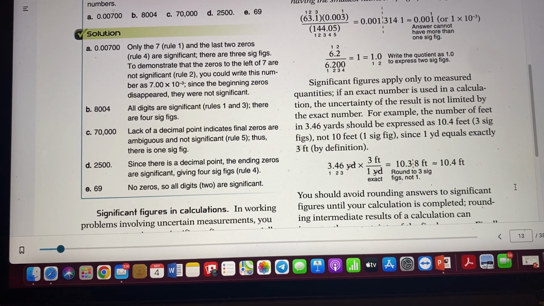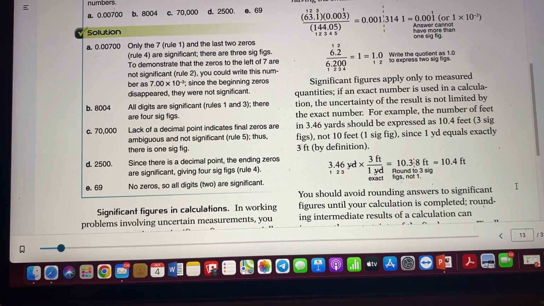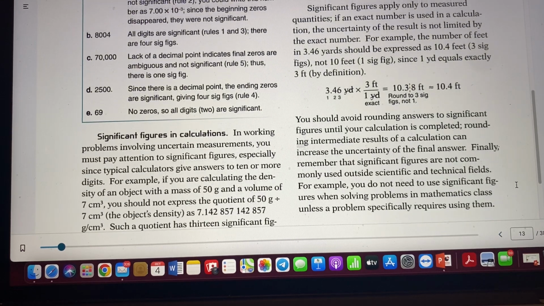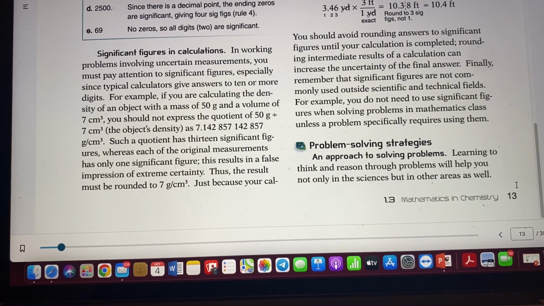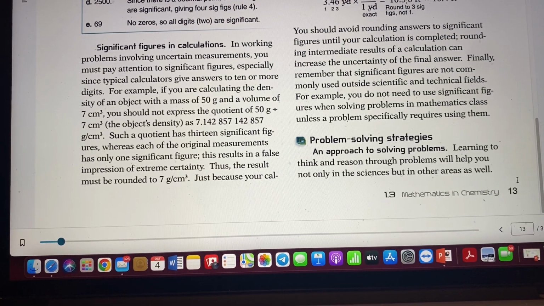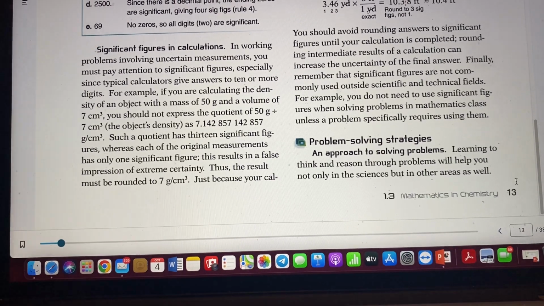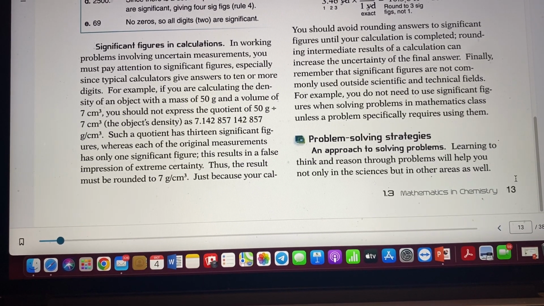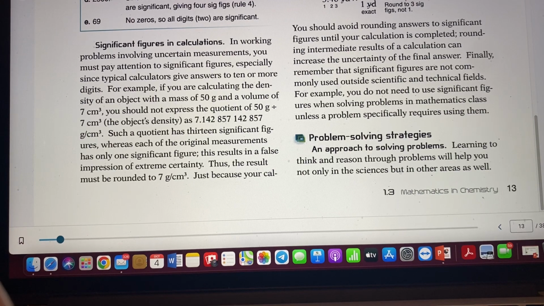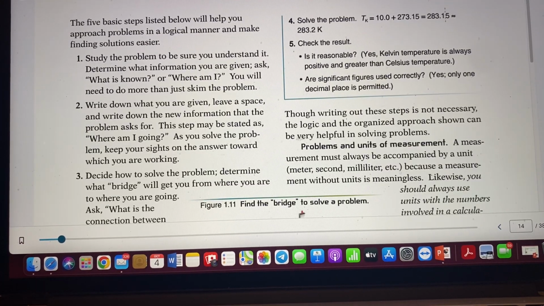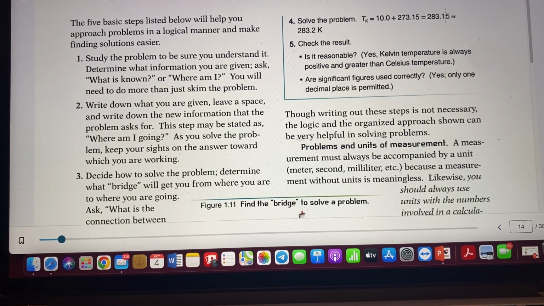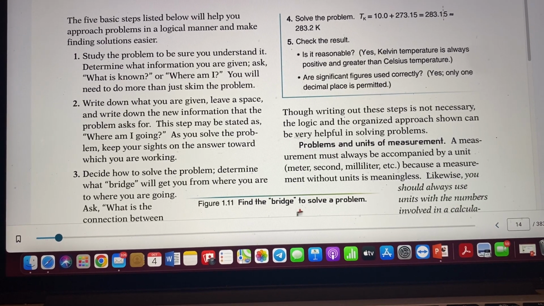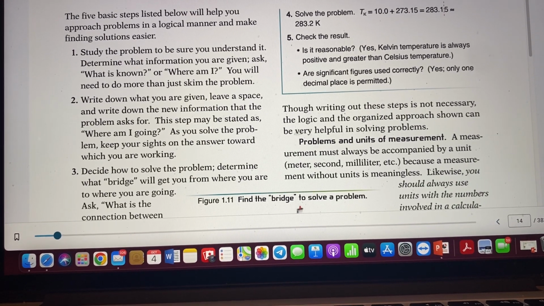You should avoid rounding answers to significant figures until your calculation is complete. So, all right. I hope you can understand that sig fig thing here. So it goes on to problem solving strategies. Let's go over those really quick here. These are actually pretty easy. So you can see 5 basic steps.